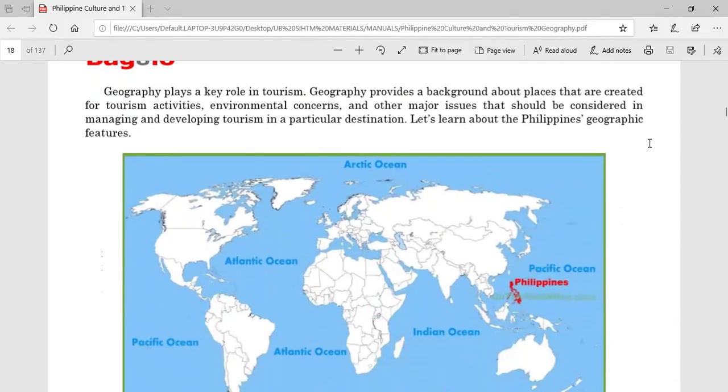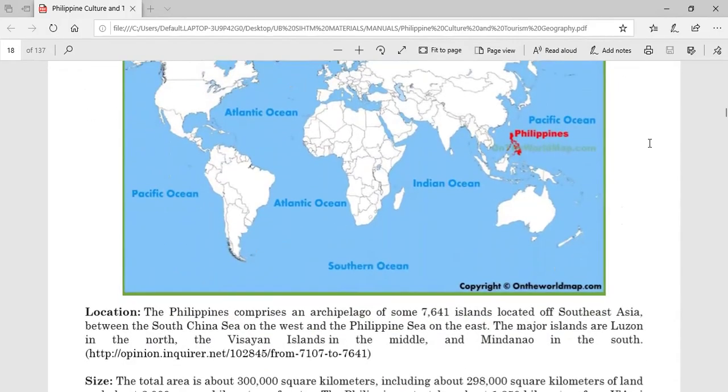All right, geography plays a key role in tourism. Geography provides a background about places that are created for tourism activities, environmental concerns, and other major issues that should be considered in managing and developing tourism in a particular destination. So let's explore this one.